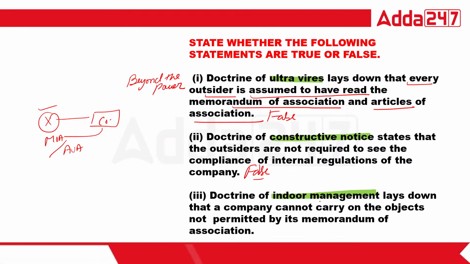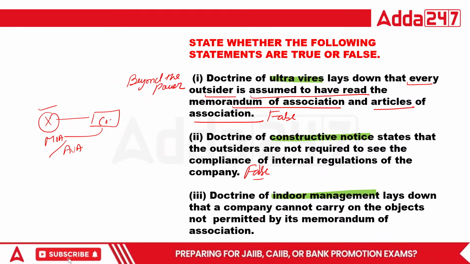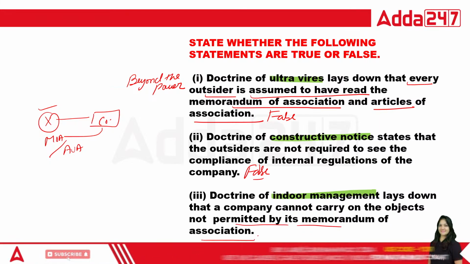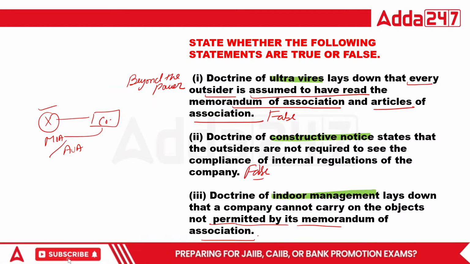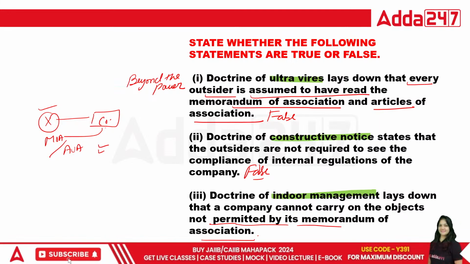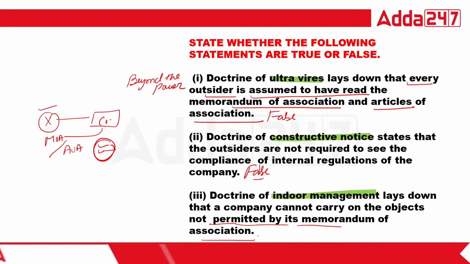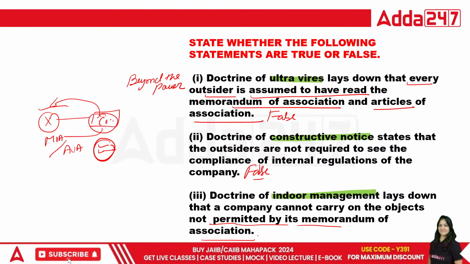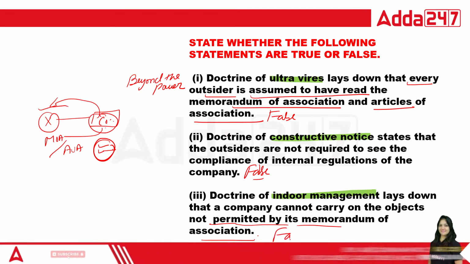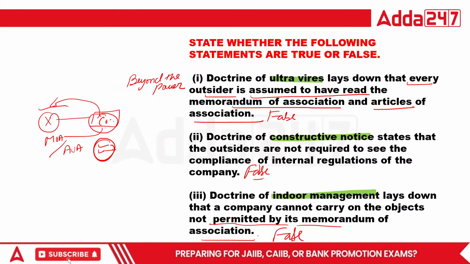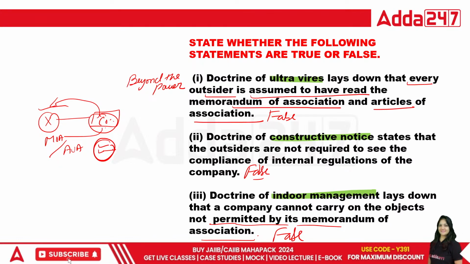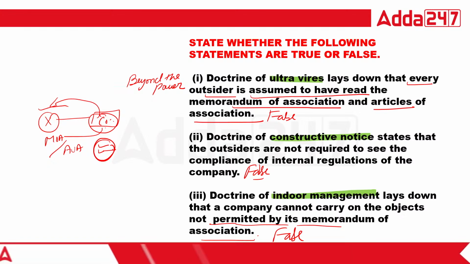The doctrine of indoor management lays down that the company cannot carry on an object not permitted by its memorandum of association. So indoor management, same example: if a company has changed something in the MOA and AOA, right? If they change something, it is the company's duty to inform the investor. If the company has not informed, the company is liable. So this statement is also a false statement. So this is the right answer. Is that okay? Now, next one.